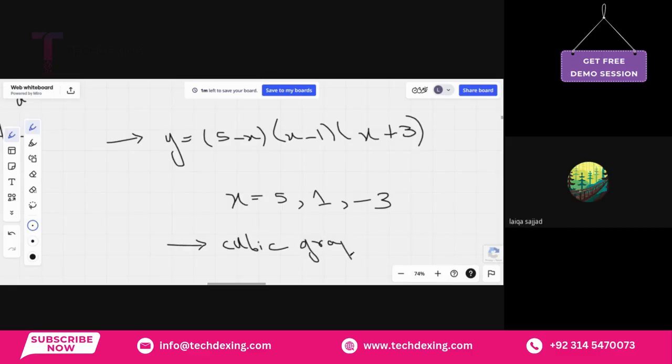I told you that you always need to ask 2 questions to identify which type of graph we need to draw. You have to identify 2 properties. What are those 2 things? Whether the coefficient is positive or negative. Yes, you have to check whether the coefficient that is written with the dominant term is positive or negative. This is what we have to check.